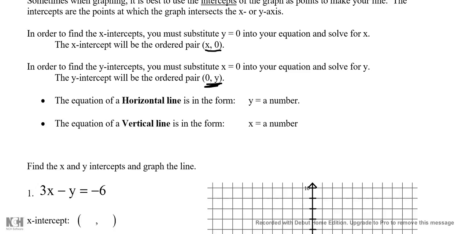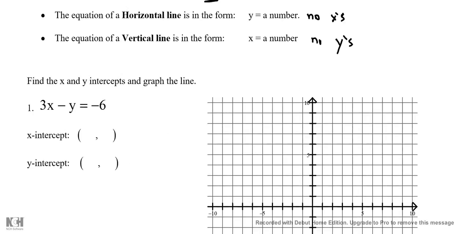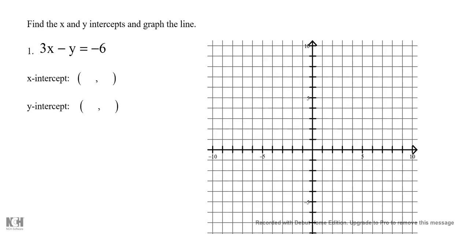The equation for horizontal lines is the form y equals a number, no x in this one. And the equation for the form of a vertical line has no y's in it. It's all x's. So we're going to graph a couple more. This time we're going to use the intercepts when we graph.